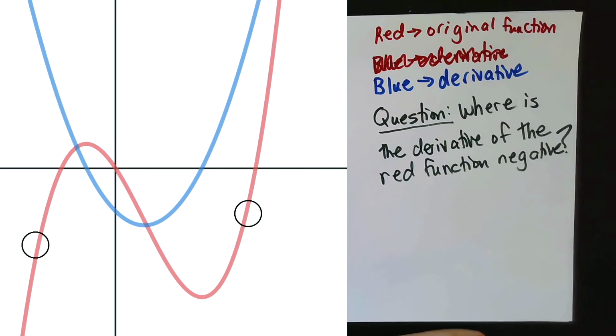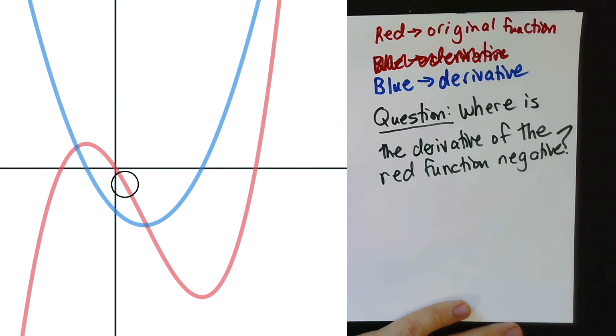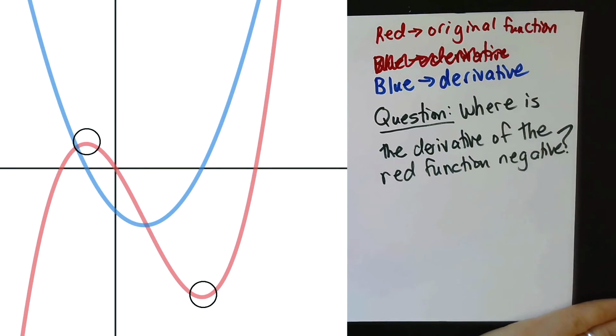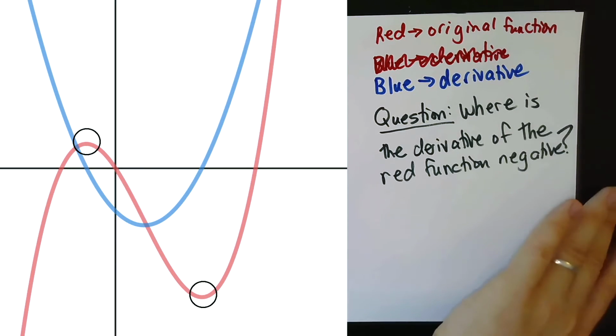So where is the derivative negative? Well, the derivative is negative during this sort of downward slope part in the middle of the graph. So, in other words, the answer to this question is that the derivative is negative between the 2 points that I have circled here, and it's positive everywhere else. Now, notably, the 2 points I've circled are exactly the 2 points where the derivative is zero. That is something we'll talk about a lot later.